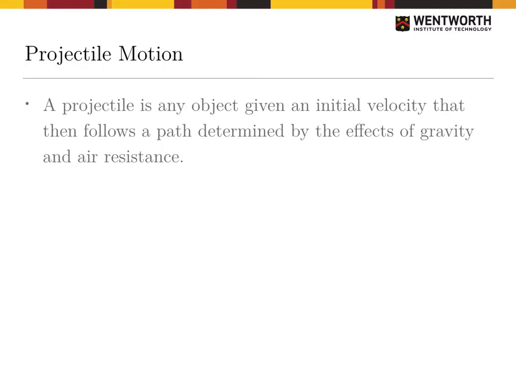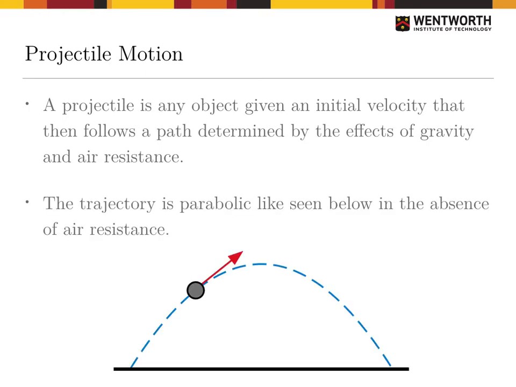First off, what is a projectile? A projectile is any object that is given some initial velocity that then follows a path determined only by gravity and air resistance. Just as we did with freely falling bodies in lecture number 2, we're going to ignore the effects of air resistance for the time being. If we do this, the path of the projectile is parabolic, as shown here.